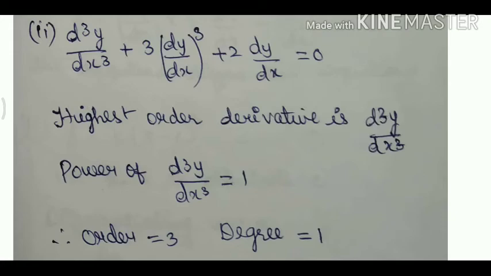The power of this highest order derivative, d cube y by dx cube, is 1, because no power is given, which means the power is 1. So the power of d cube y by dx cube equal to 1. Therefore order equal to 3, degree equal to 1. Degree is nothing but power. So degree here is 1. Therefore order is 3 and degree equal to 1.